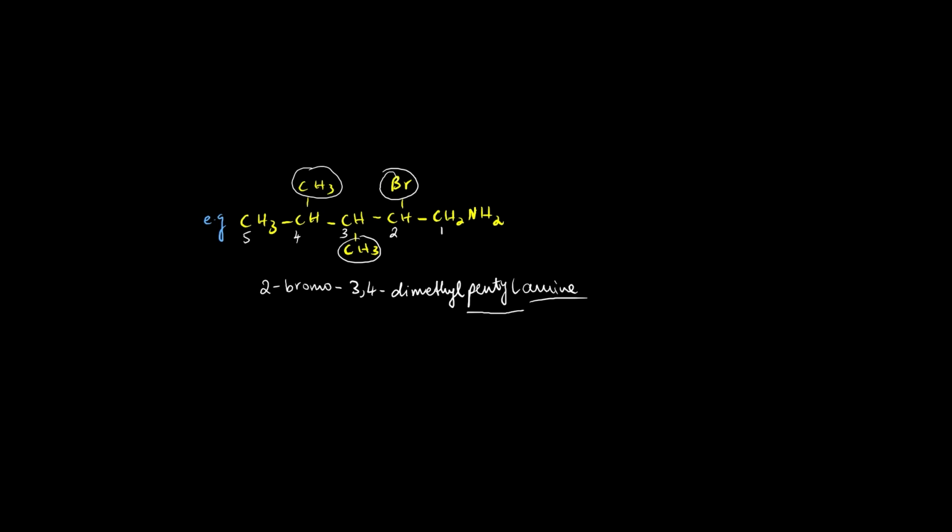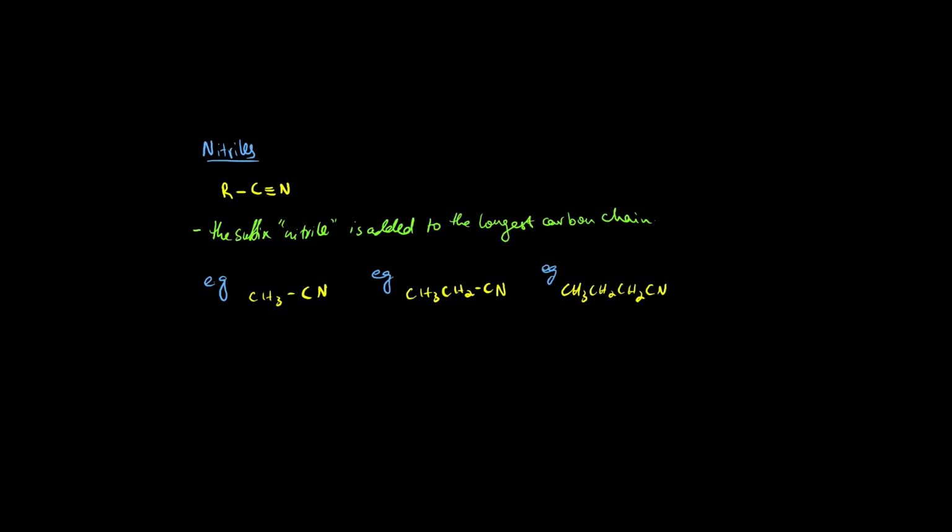Now moving on to nitriles. Now nitriles are a functional group which have a RC triple bond N attached to it. Right? Now the suffix nitrile must be added to the longest carbon chain. Now let's look at these examples that I've written.